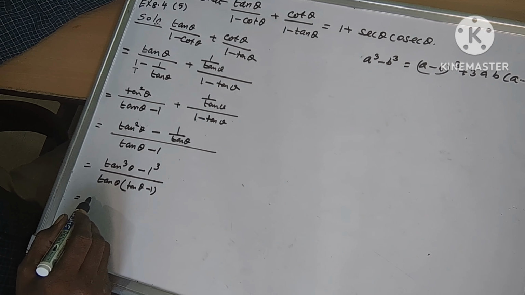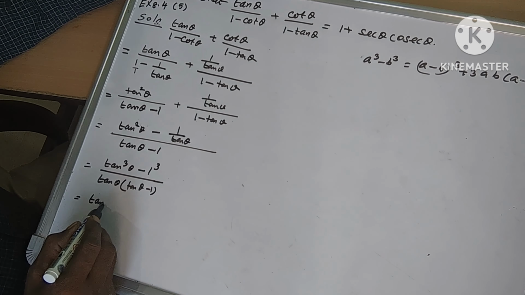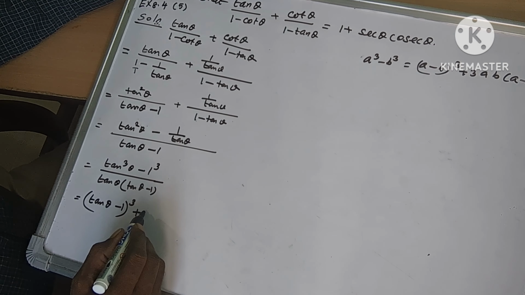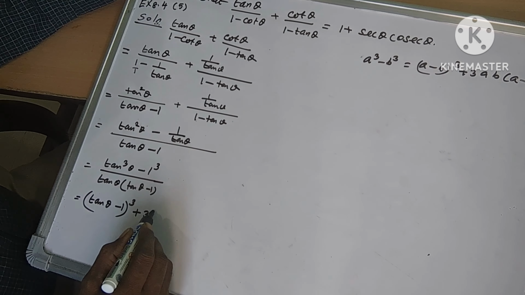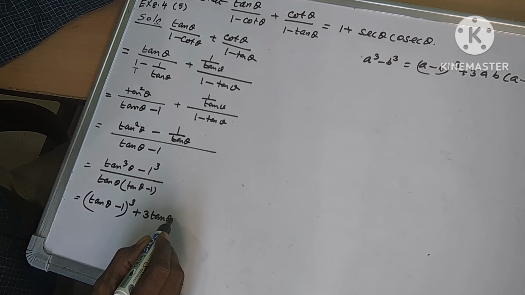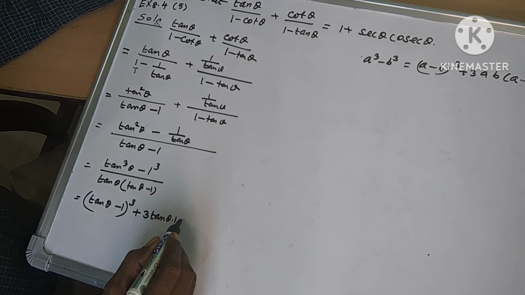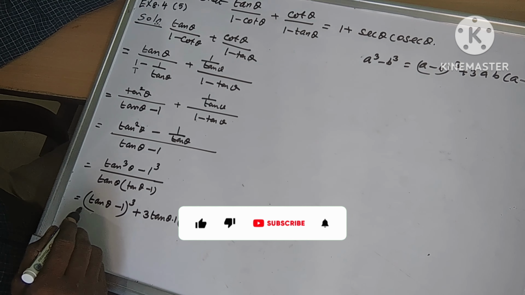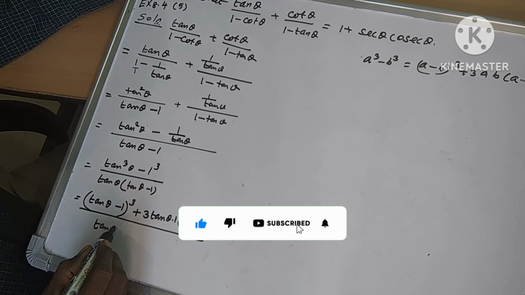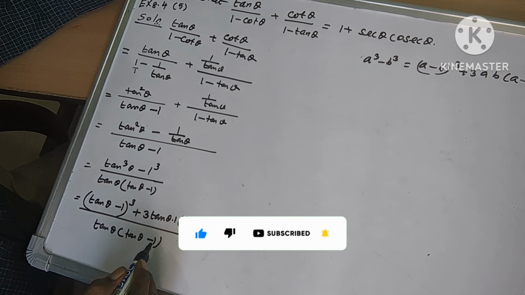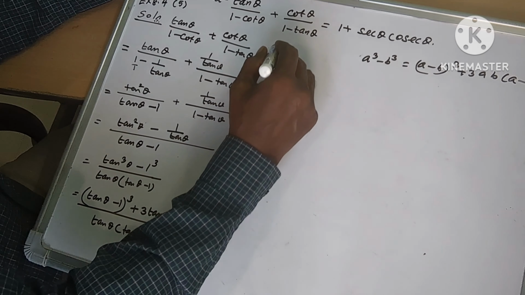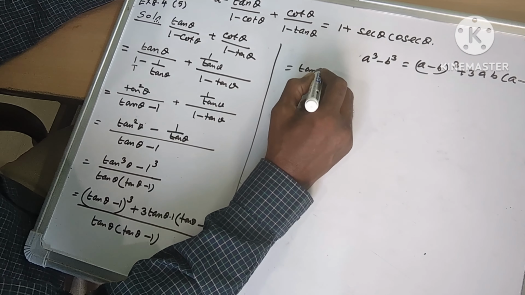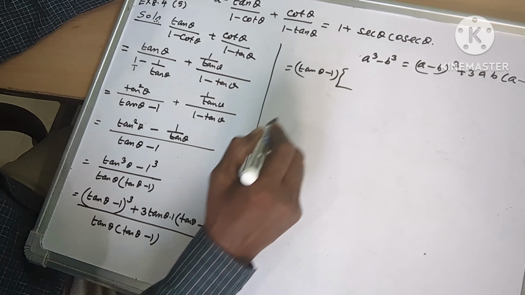We apply the formula, first A minus B: tan theta minus 1 whole cube plus 3AB, 3 into tan theta into 1, into A minus B, tan theta minus 1, by tan theta into tan theta minus 1. Here tan theta minus 1 is common. Now we take it outside. Tan theta minus 1 is common, we take it outside.